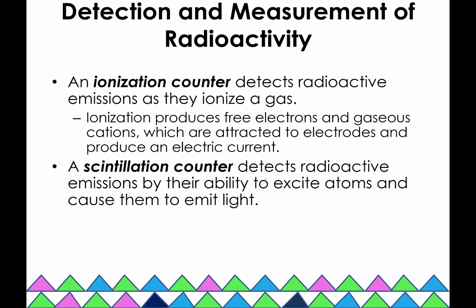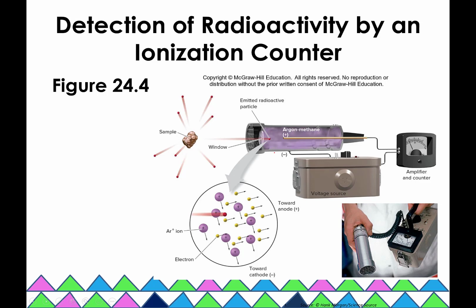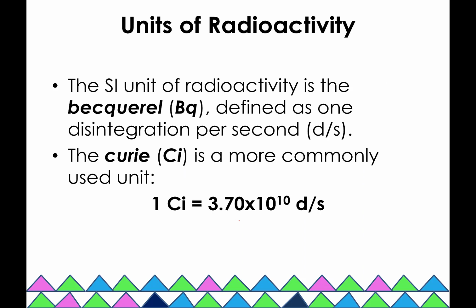There's also a scintillation counter that detects radioactive emissions by their ability to excite atoms and cause them to emit light. So again, we're talking about these high energy photons and how they're either ionizing or exciting different materials. This is an argon methane ionization counter. So when a sample is decaying and those gamma photons are released, they're at a high enough energy to ionize the argon. So the electrons and the positively charged argon ions will be produced, and that will generate an electrical current. In the next lecture, we'll talk about the units of radioactivity.